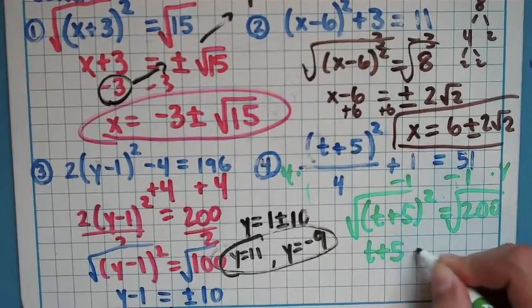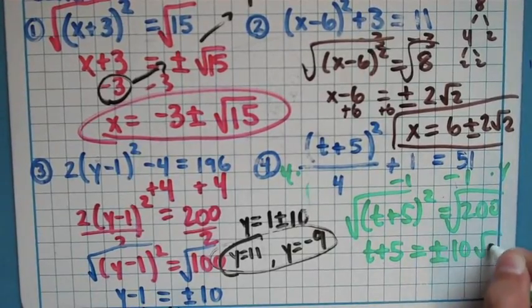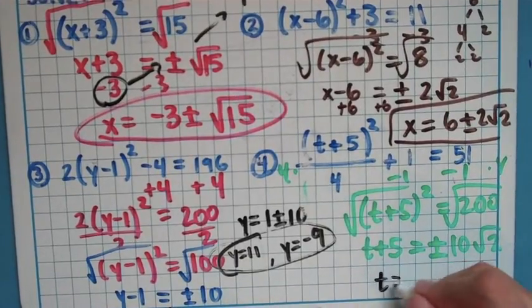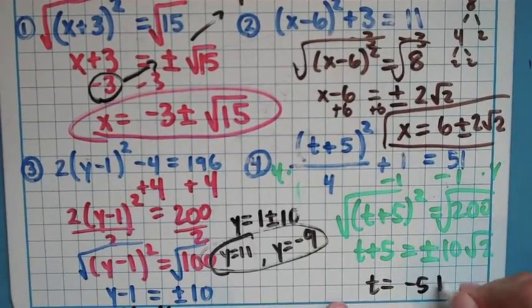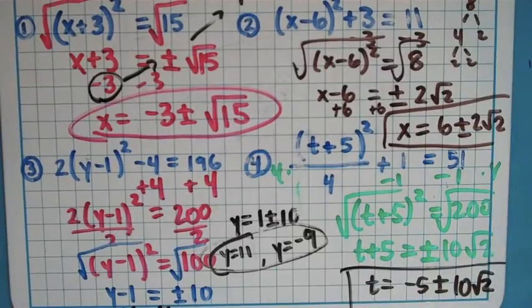Get t plus 5 equals plus or minus. After you do a little factor tree, I don't have room for it here, you'll get 10 root 2. And then you just have to subtract that 5 from both sides. You get t equals negative 5 plus or minus 10 root 2. And that is how you leave your answer. So, same process as before, just with one extra step where you toss that other number on the other side, and we're good to go.